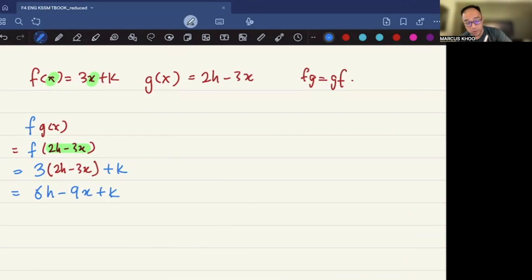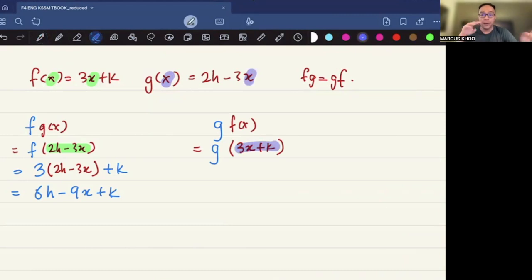Let's go to the other one, which is gf(x). Once again, ask yourself, what is the function that is on the inside? The inside function is f(x). So this will be g, and what is my f(x) function? My f(x) function is 3x plus k. In purple, this is the object. The whole thing is the object. 3x plus k is the object.